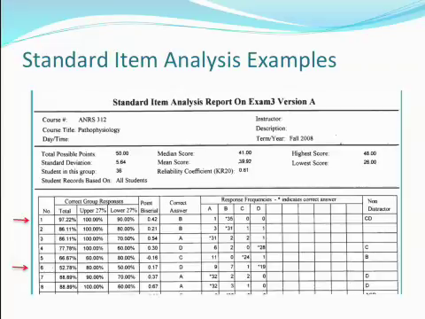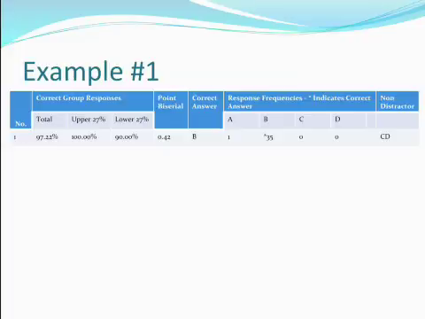So now, let's go through some examples on how we go about interpreting this item analysis. Based on the item analysis sheet that we're using, I'm going to focus in on questions number 1 and number 6. So let's look at number 1. Number 1 says that under correct group responses, 97.22% of the entire student group, which was 36 students, got this correct.